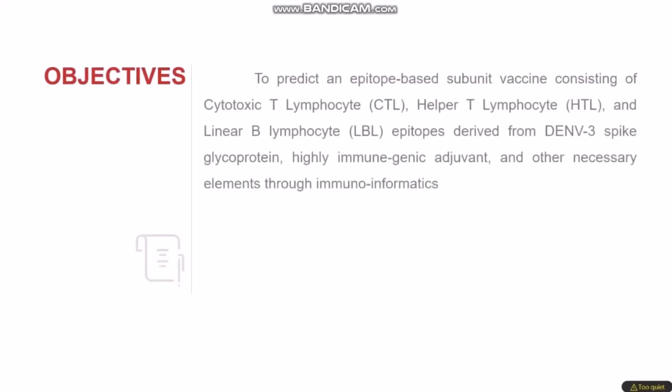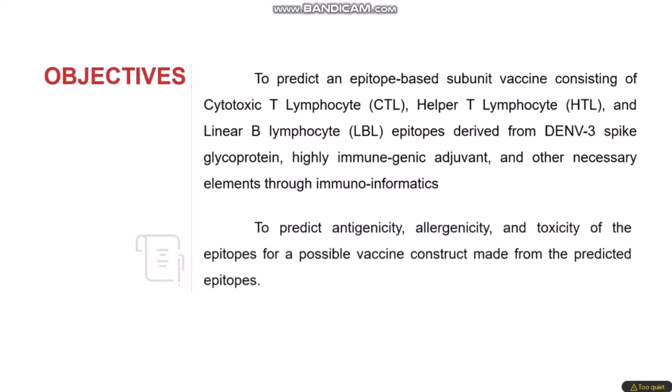The objective is to predict an epitope-based subunit vaccine consisting of cytotoxic T lymphocyte, helper T lymphocyte, and linear B lymphocyte epitopes derived from the dengue virus type 3 spike glycoprotein, a immunogenic adjuvant, and other necessary elements through immunoinformatics, and to predict antigenicity, allergenicity, and toxicity of the epitopes for a possible vaccine construct made from the predicted epitopes.